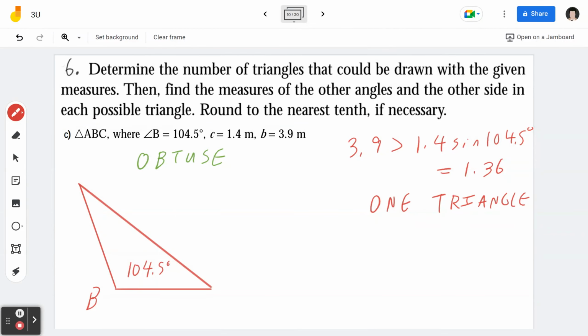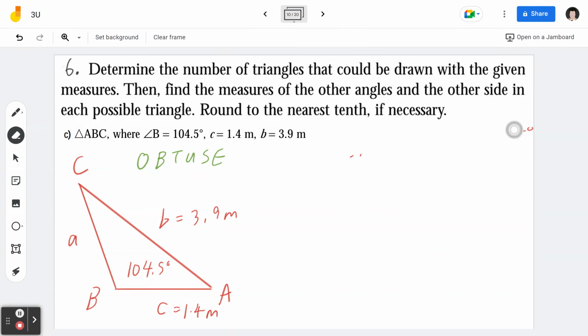So you go back and you label everything else. This is going to be A, length A, B, C, and length C. And I go back. B is given to be 3.9 meters. C is given to be 1.4 meters. And now we can solve for everything else. Now to solve for angle C, again, what you can do is you can apply the sine law.